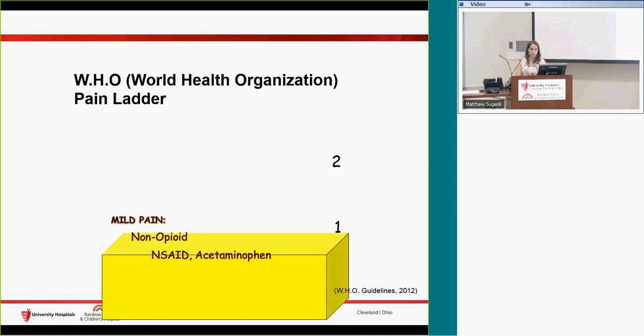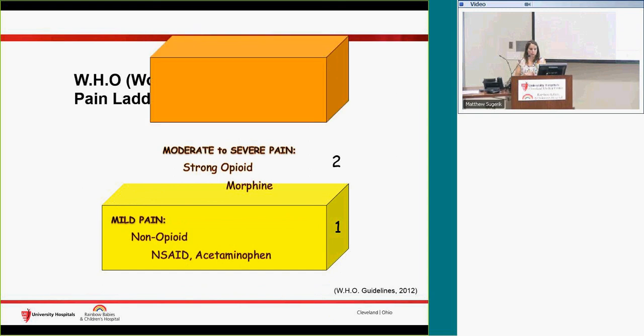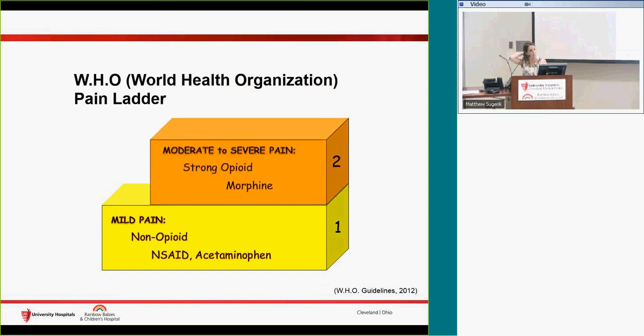So the World Health Organization pain guidelines came out in 1986 and were revised in 2012, and with that there's a pain ladder. In 1986, there were actually 3 steps. So it was mild pain, moderate, and severe pain, 3 steps. In 2012, we changed it to 2 steps, where you have mild for the first step and then the second step. They combined moderate and severe pain.